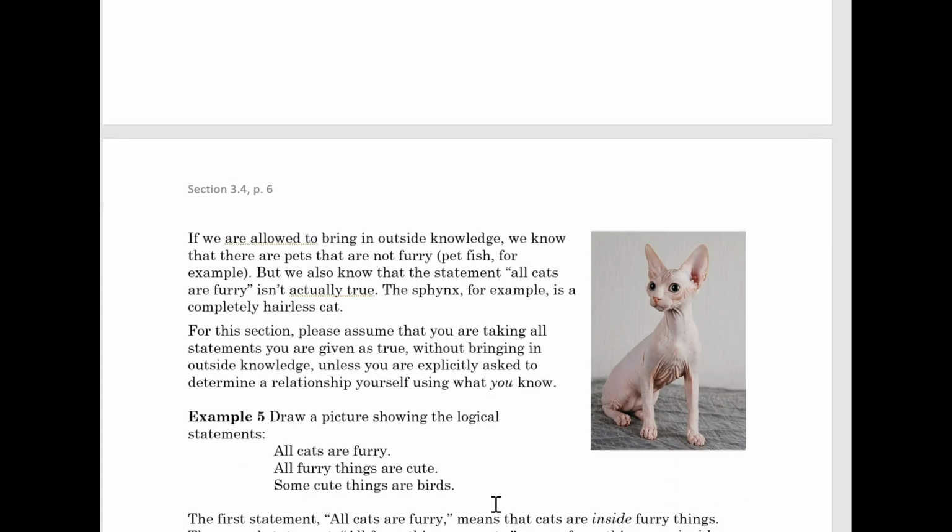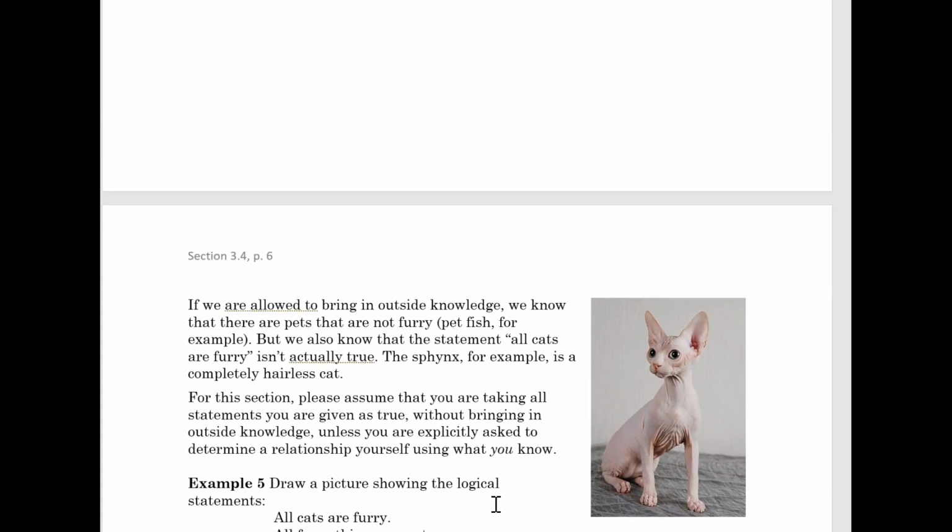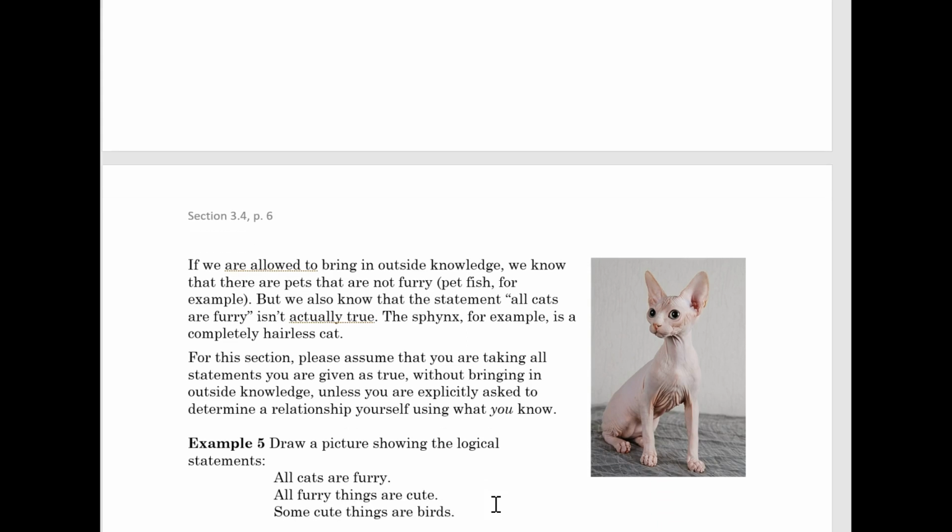And just so you know, here's a furless cat, right? There are cats that are not furry. That's a sphinx. But anyway, you're not supposed to bring that in. So now let's see if you can try this one.